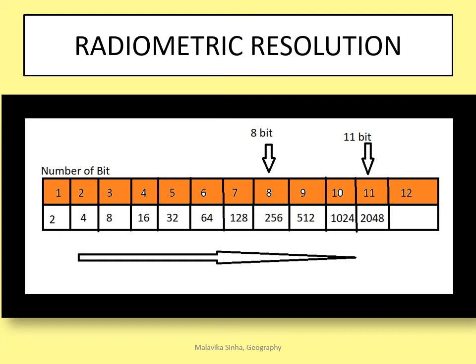In an imagery system or in remote sensing, data are represented by positive numbers. There is no use of any negative value or negative number. All are positive.